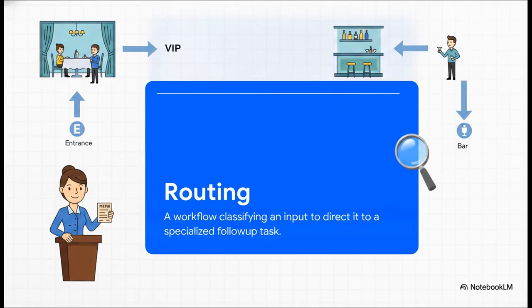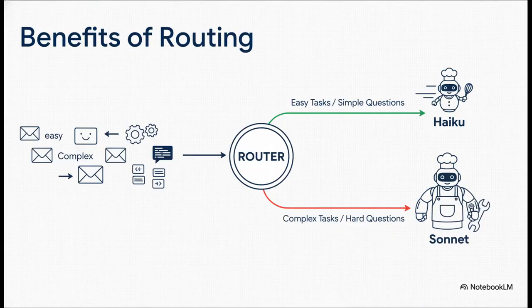A VIP wanting a private dining experience gets routed to the fancy back room, right? Meanwhile, a casual walk-in who just wants a quick drink gets routed to the bar. The absolute crucial point here is separation of concerns. Anthropic's research highlights that if you try to optimize one single prompt to handle every conceivable type of input, it's actually going to hurt your overall performance.